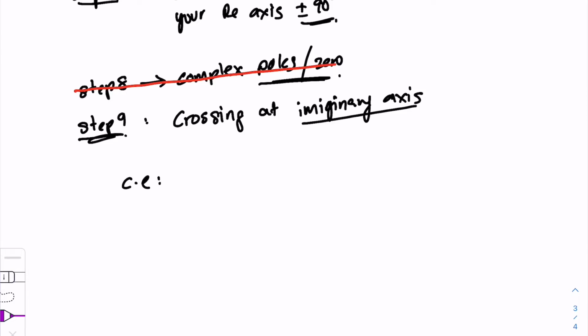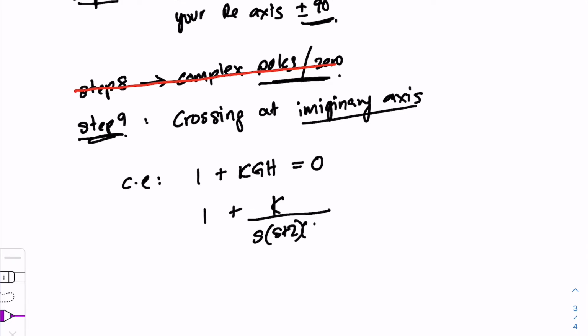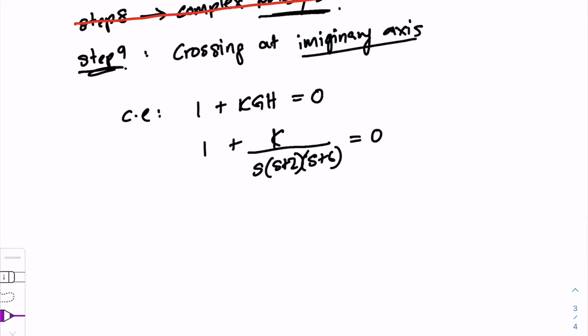Okay, first we need to start with our characteristic equation. So you go back to 1 plus KGH equals 0. That is your characteristic equation. For this example, it is 1 plus K over s(s plus 2)(s plus 6). Multiply by 1, I'm not going to write that 1. Equate with 0. Then I need to expand this equation. So if I expand this equation, it will give me s(s plus 2)(s plus 6) multiplied by 1, plus K equals 0.